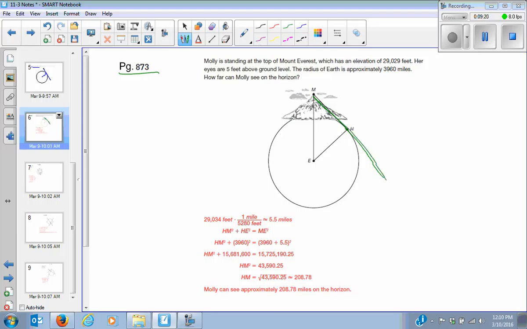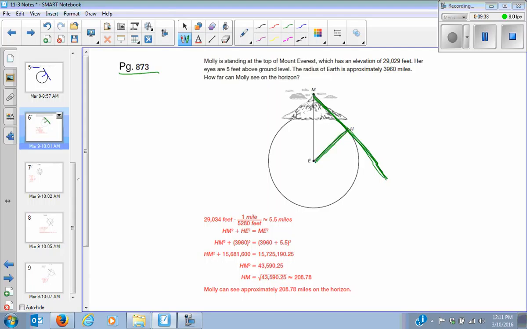So I know that this sight is going to be tangent to the circle, to the Earth's curvature. So she's standing over the top, looking out over here. This is her line of sight, and it's going to be tangent to the Earth. And then I have this right here, which is the radius of the Earth.